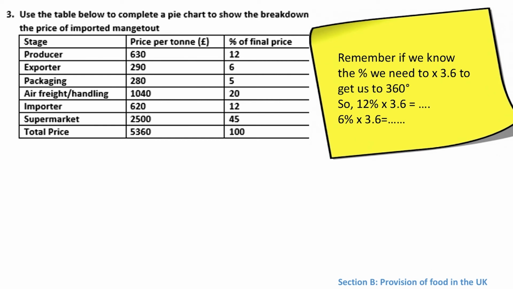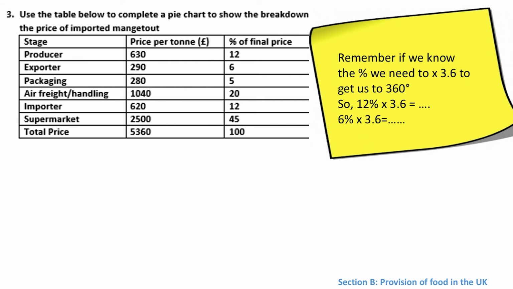Okay, so we've been asked here to use the table to produce a pie chart to show the breakdown of the price of imported mange tout, which are like little green beans, like little peas inside a little green shuck. Question 3 says, use the table below to complete a pie chart to show the breakdown price of imported mange tout. It shows us the producer, the person that grows it, the exporter, how much money goes into packaging, air freight and handling, the person that's importing it on the UK side, how much the supermarket gets, and then the total price. So it's done as a percentage.